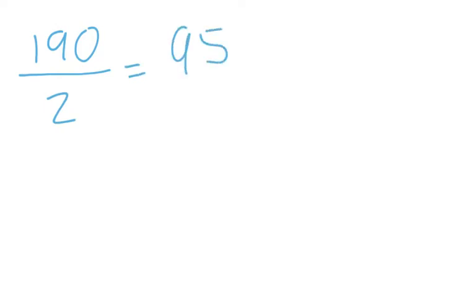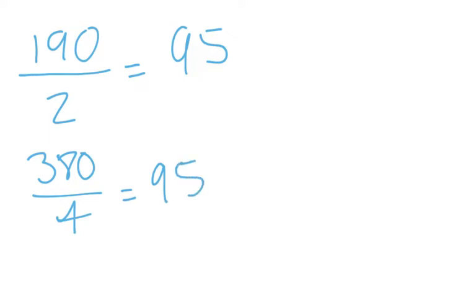And if I do that for another one, 380, it'll equal 95. And if you keep on doing this on and on, you will still get the same answer, 95, which shows a proportional relationship.